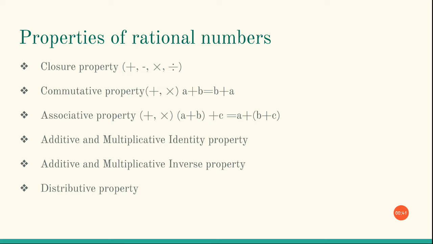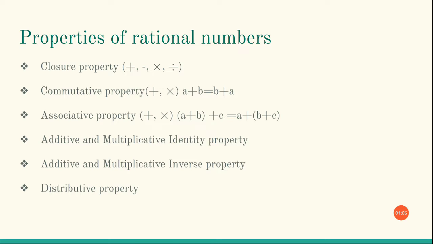You are adding A plus B and you will get an answer. And the next, you will be adding B plus A, and if it is the same answer, we can say commutative property is closed under addition. Same way, commutative property works for multiplication. For subtraction and division, commutative property doesn't work.